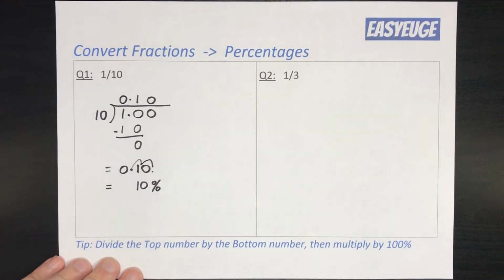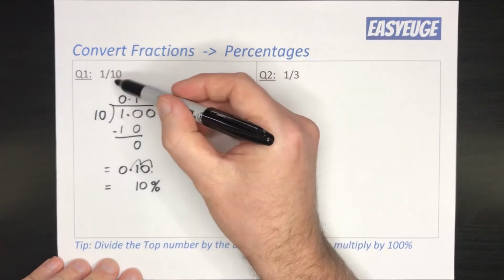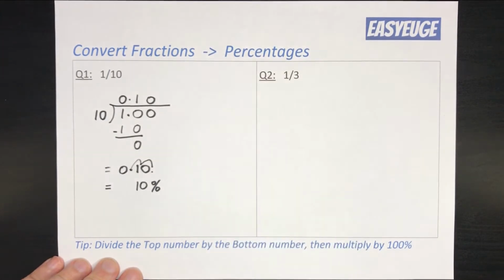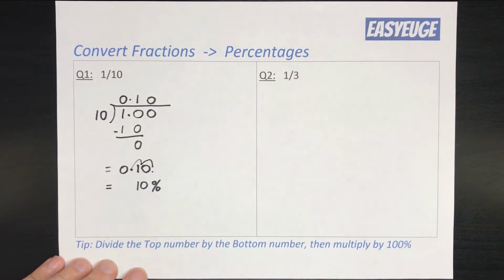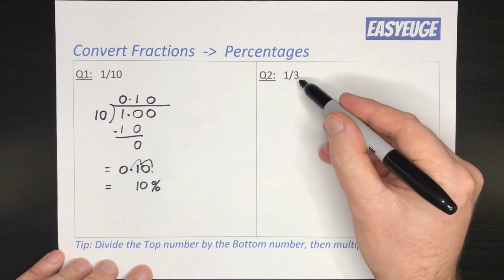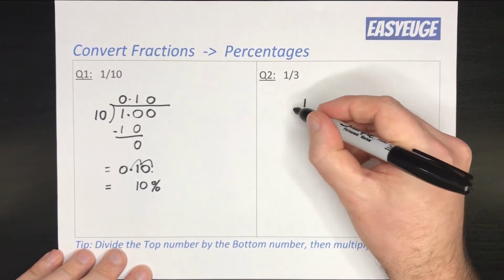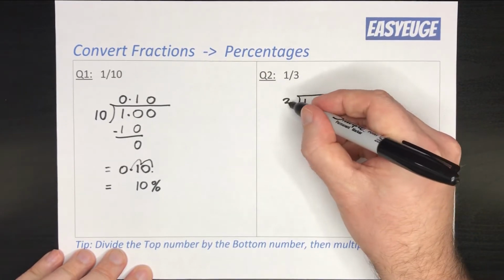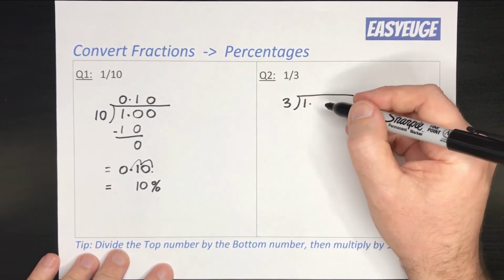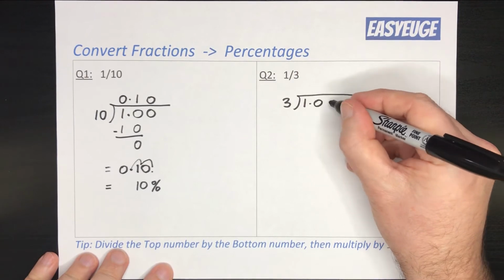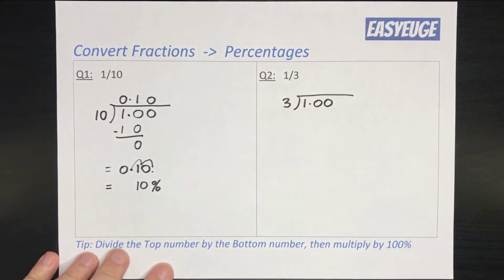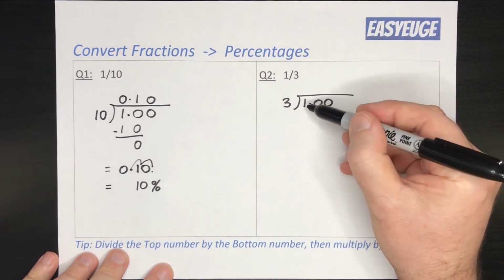So the short solution to converting any fraction into a percentage is just take the top number, divide it by the bottom number, and multiply by 100%. Let's do that for 1 out of 3, or 1 over 3. Let's write down the number 1, and we will divide it by 3. And I think what we should do is add in some zeros, 1.00, so we've got some room for the dividing. Will 3 divide into 1?